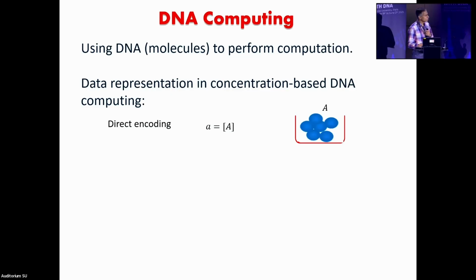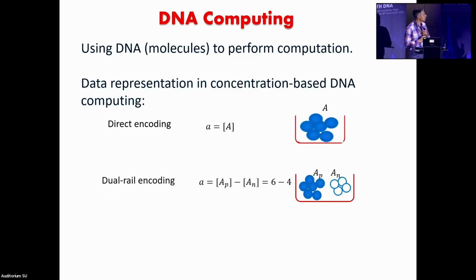Another type of representation is dual rail. In dual rail, we use a pair of molecular types, and the value that we want to represent is the difference between these two molecular types that we use. The benefit here is that we can show also negative numbers. For the first one, we couldn't.